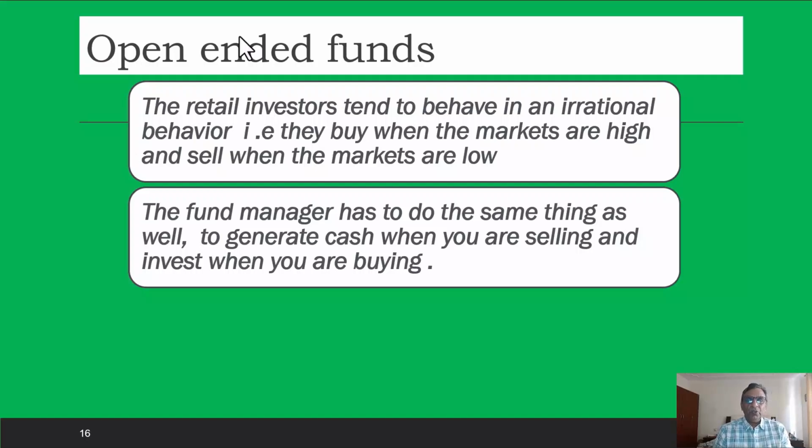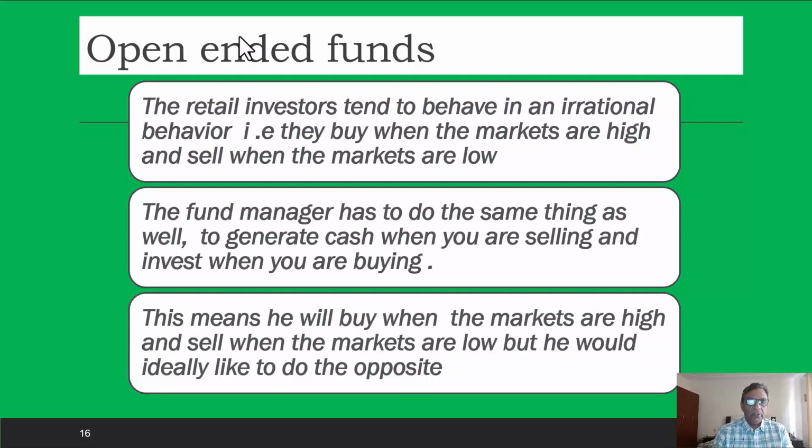The fund manager has to do the same thing, generating cash when investors are selling and investing when they are buying. So the fund manager has to replicate what the retail investors are doing. When the markets are high, he buys securities at a high price, and sells the securities when they are falling. He is actually replicating the behavior of retail investors. This means he will buy when the markets are high and sell when the markets are low. But he would ideally like to do the opposite. It is always better to buy when the markets are falling and to sell when the markets are high, or to book profits. But he is doing just the opposite because of the behavior of the retail investors.